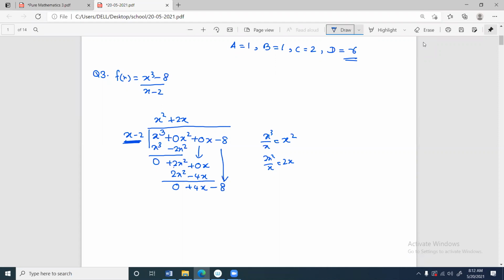Take the last term down. Now see, for 4x, how many x terms are there? It's 4. 4 into x is 4x. 4 into minus 2 is minus 8. The final answer is 0. There is no remainder. The answer is x squared plus 2x plus 4 for this question.